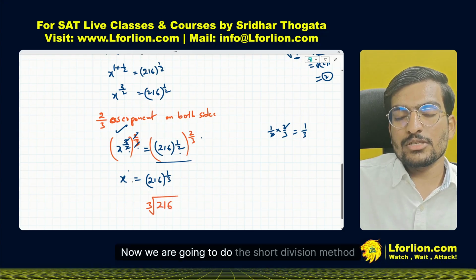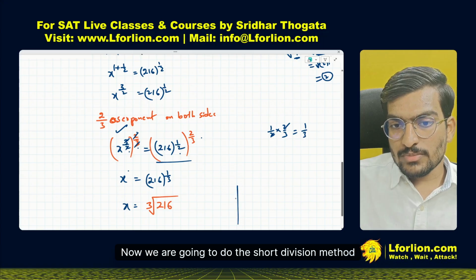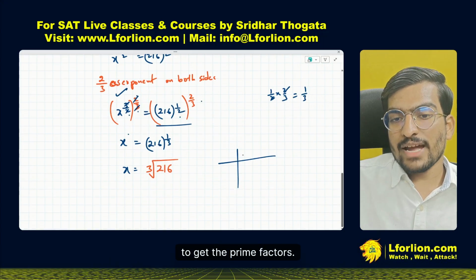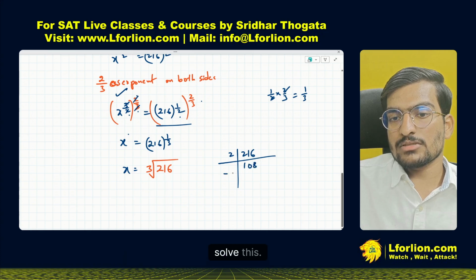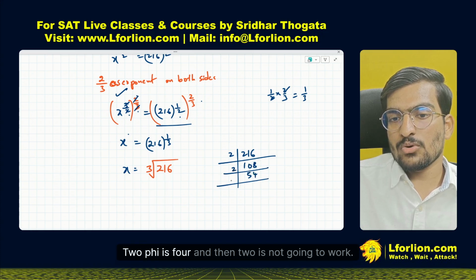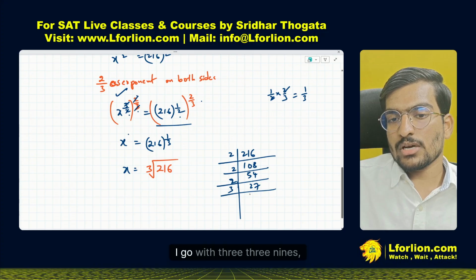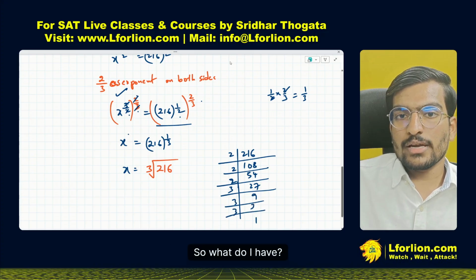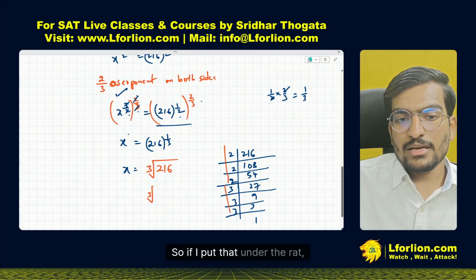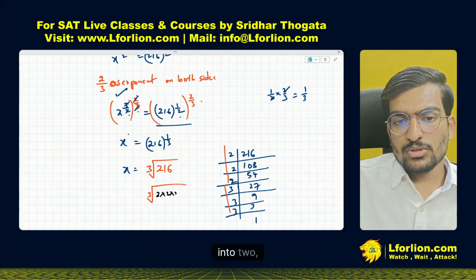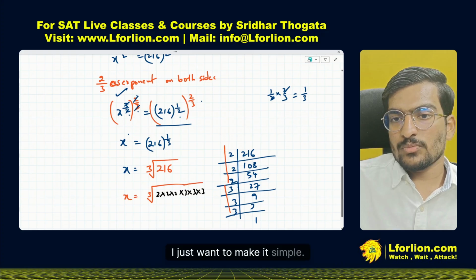Now we are going to do the short division method to get the prime factors. So 216, I start with the least prime number and solve this. 2 fives are 10, no. 2 twos are 4, and then 2 is not going to work. I go with 3, 3 nines, 3 threes, 3 ones. So what do I have? I have 3 twos, 3 threes. If I put that under the root, that's going to be 2 into 2 into 2 into 3 into 3 into 3. I just want to make it simple.